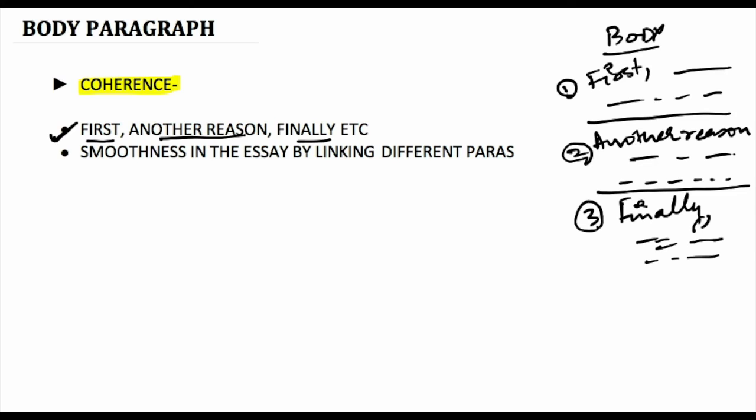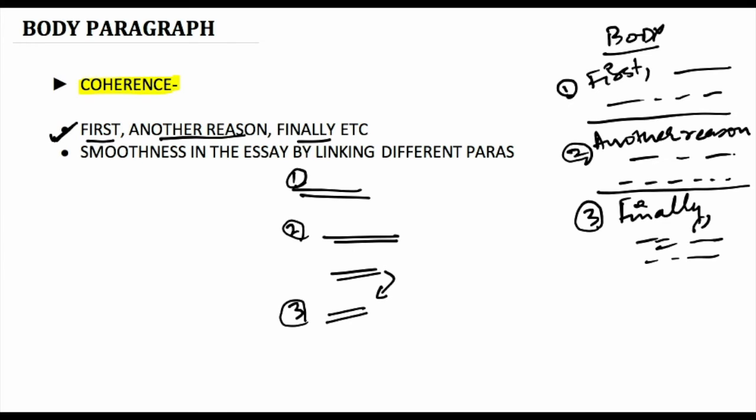There is another method of linking different paragraphs, which is to link the last statement of your first paragraph with the first statement of your second paragraph, and the last statement of your second paragraph can be linked with the first statement of your third paragraph. So this is the last statement, this is the first statement. This linking helps the reader understand that you're moving from one area to the other without leaving this area unnoticed or without explaining this area completely. So this helps in linking different areas of your body paragraph. This is how you make your essay more coherent.